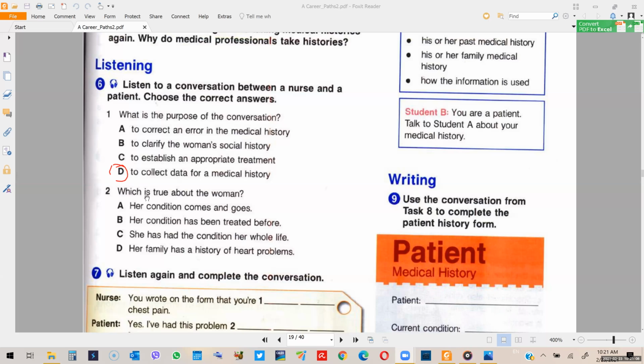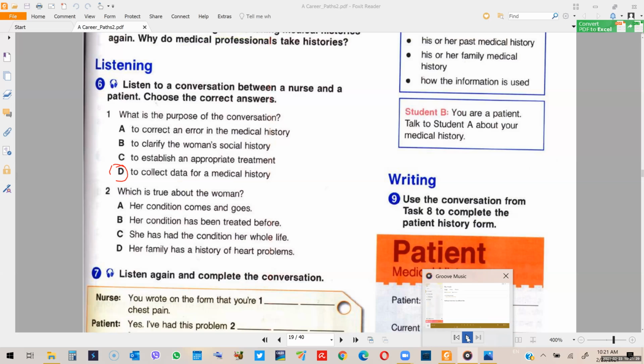Question 2. Which is true about the woman? Does anyone in your family have a history of heart problems? No, not that I know of. Do you think that could be the problem? We don't know anything yet. We just want to get as much information as we can so the doctor can make an informed diagnosis.